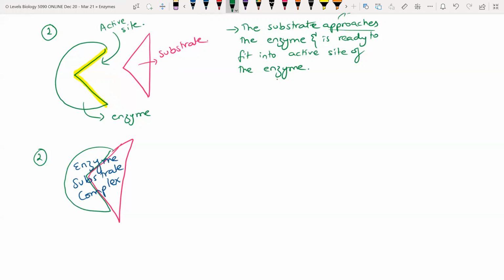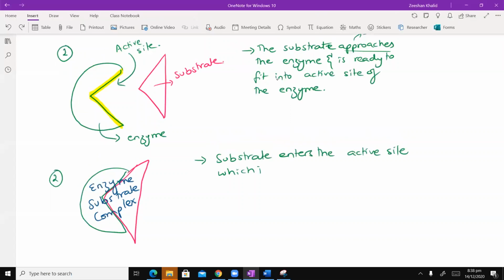Call that thing the enzyme substrate complex. Now, of course, in terms of points, there are a few important things that we need to know. So the first thing is that the substrate enters the active site, which is complementary. Now, this is very important, which is complementary in shape.